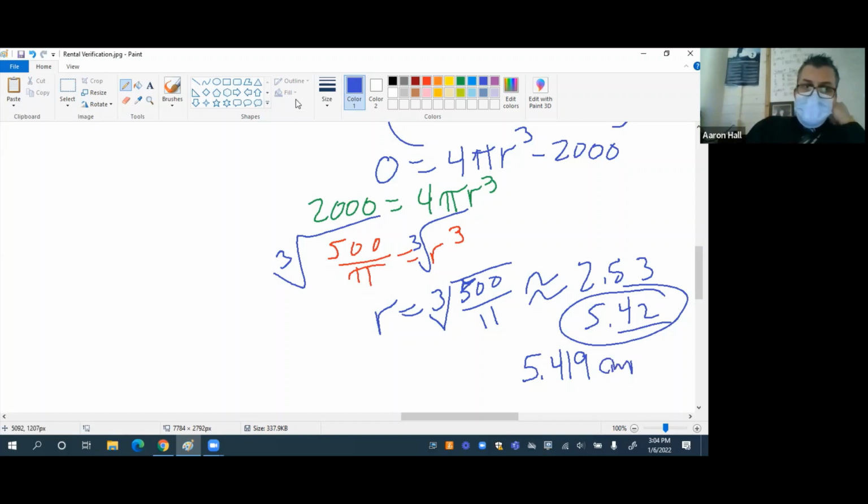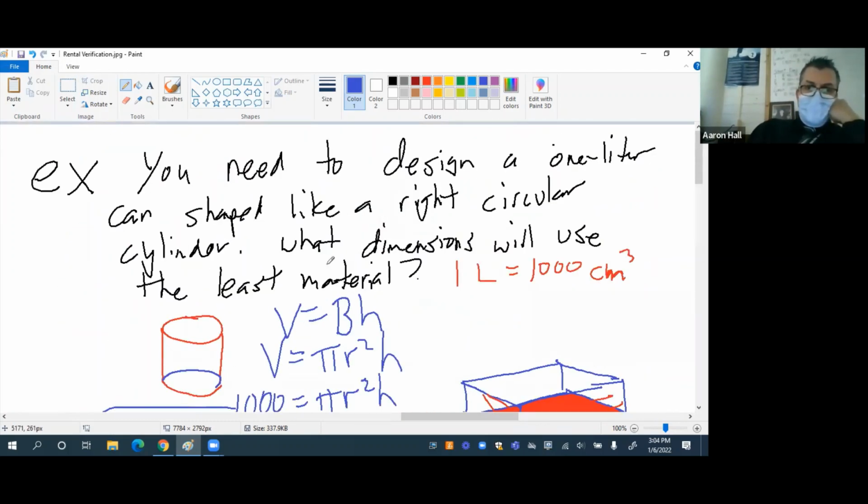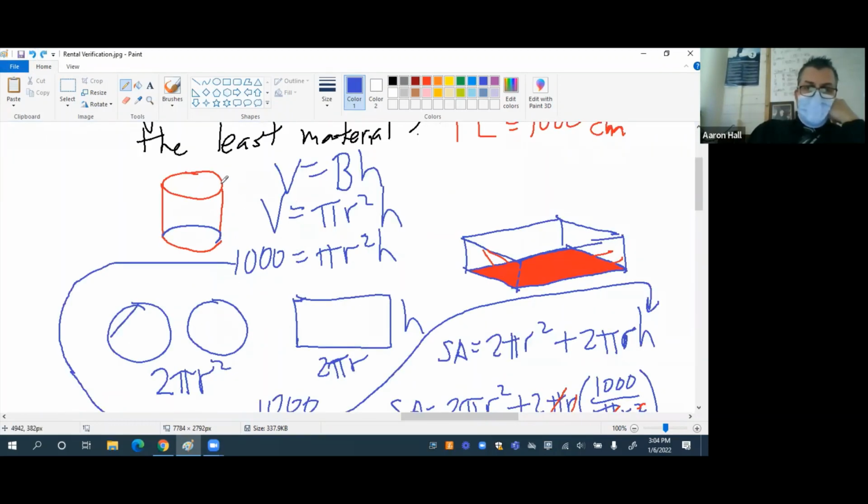Is that my answer then? What was I asking for? What did I want you to find? I want the dimensions. So I found the radius. The radius right here is about 5.419. I still need to calculate the height. How do I calculate the height?